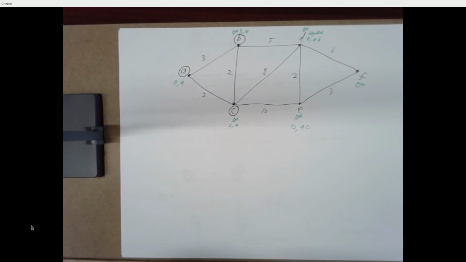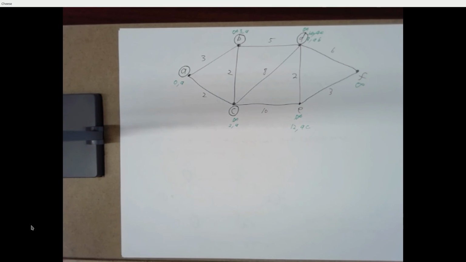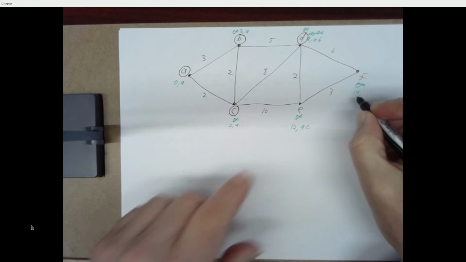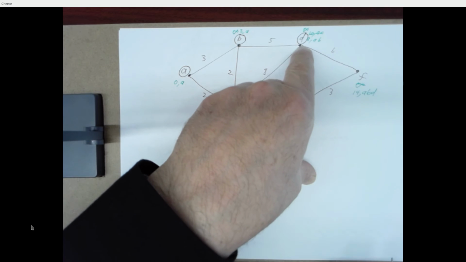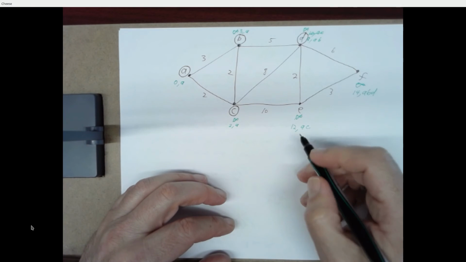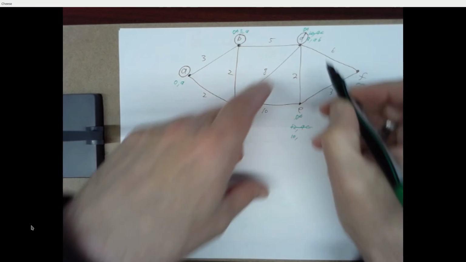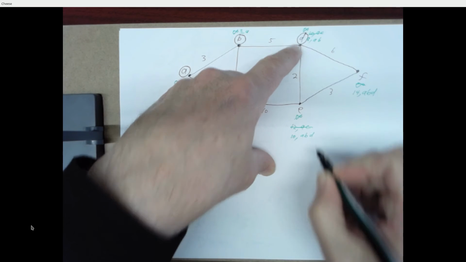Find the closest node, that's D. We'll relax from D, so 8 plus 6 is 14, that's better. And the path is A, B, followed by D. And 8 plus 2 is 10, that's better than 12, so forget that path. We can do a distance of 10, and the path is A, B, followed by D.